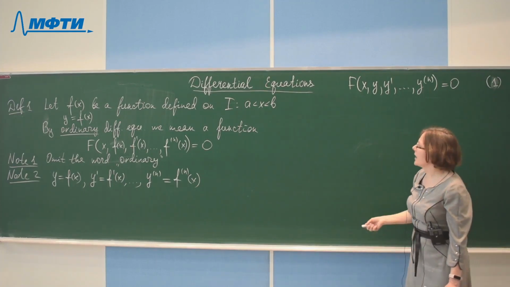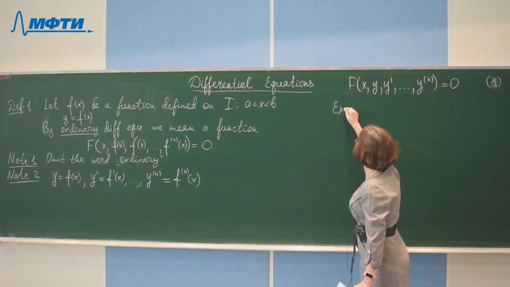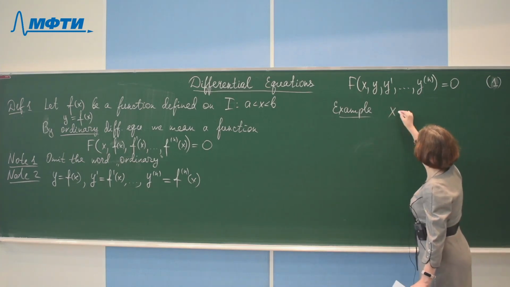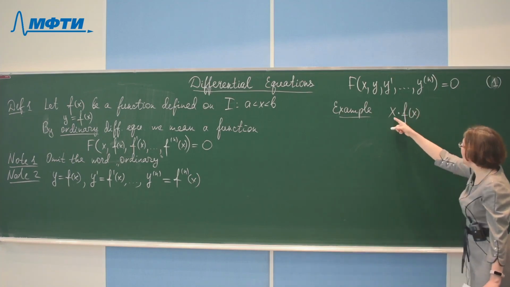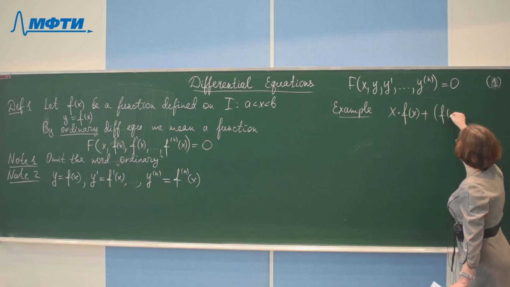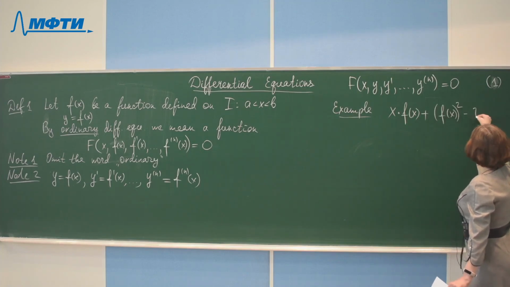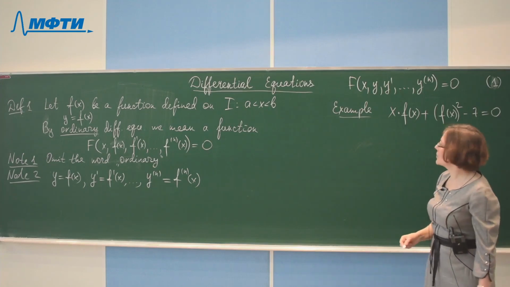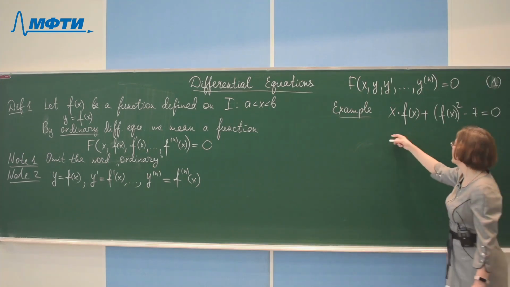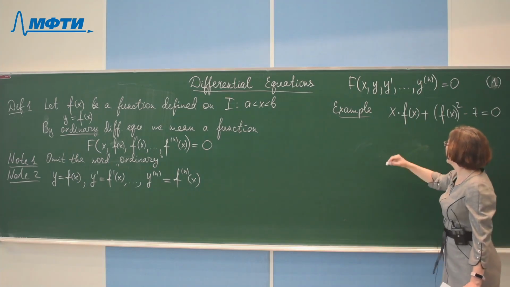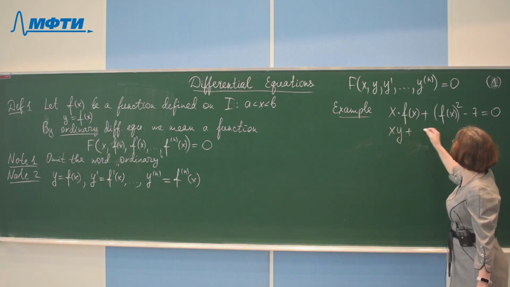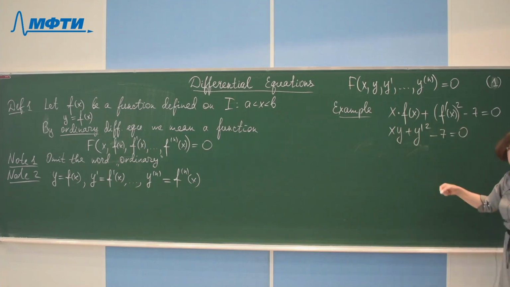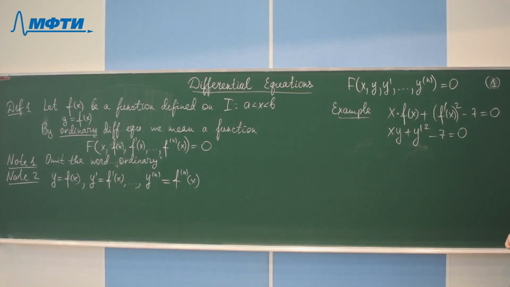Right. An example. So we may consider differential equation of the form x times f of x plus maybe f of x squared minus 7 equals 0. And so, of course, it is more convenient to use y and y prime rather than f of x, right? So this differential equation will be rewritten in the form xy plus f prime squared minus 7 equals 0. So this is an example of a differential equation.